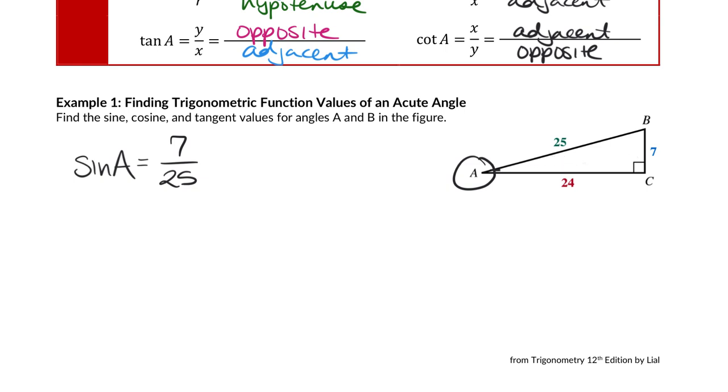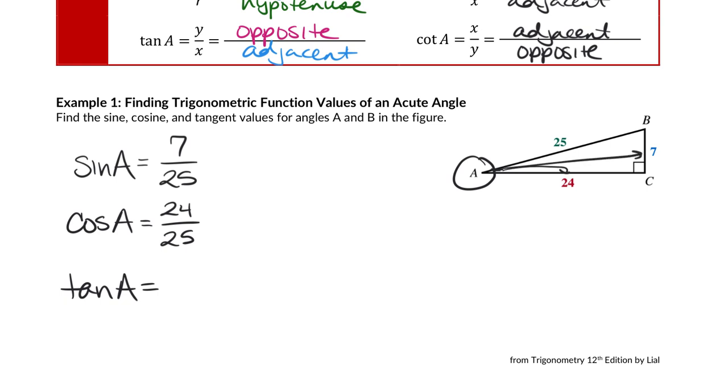If I was going to do the cosine of A, I want the side length that is adjacent or touching angle A, which is 24. And then I want the hypotenuse, which is 25. If I go to do the tangent of A, we want the side that is opposite of A, which is 7, over the adjacent, which is 24. So this one would be 7 over 24.